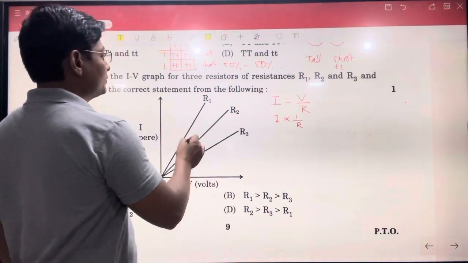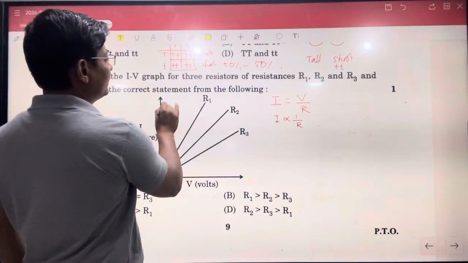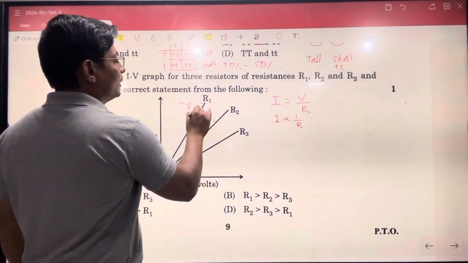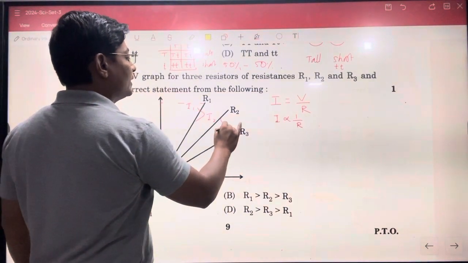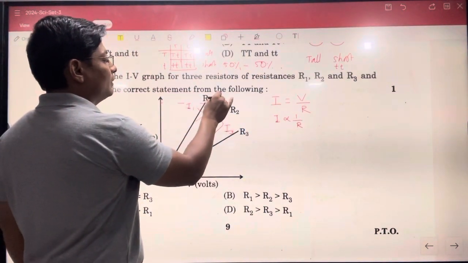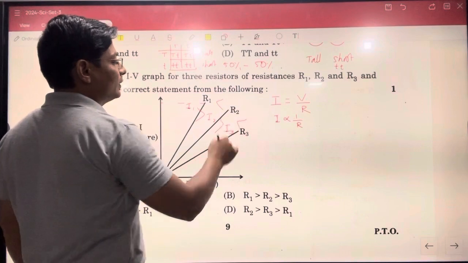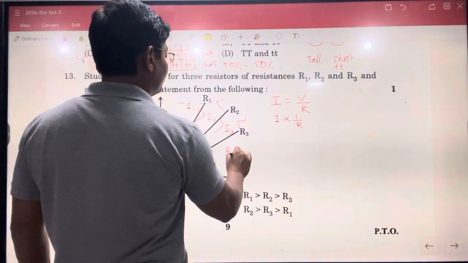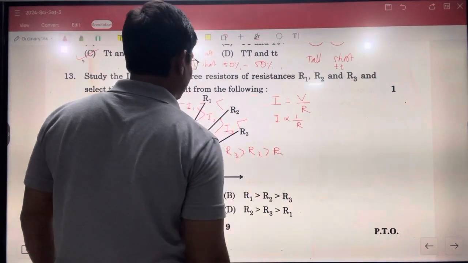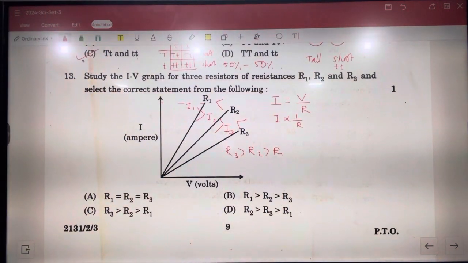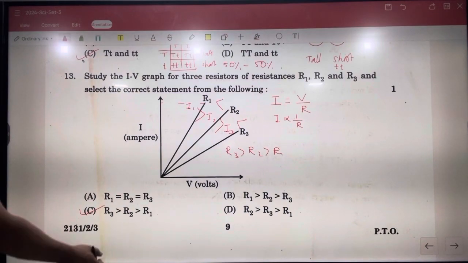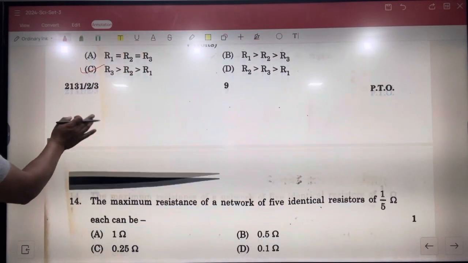So here if you just observe this, upper side indicates higher value, so I1 is higher than I2, and also I2 is higher than I3. It means R1 must be lower than R2 and lower than R3, or R3 is greater than R2 and it is greater than R1. So this condition you have to check, which is available in option number C. Fine. So very simple question.